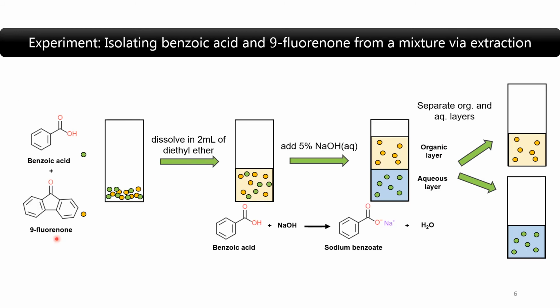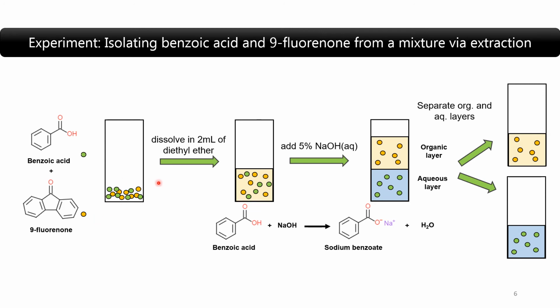Now let's look at how that general extraction procedure is used in today's experiment, where we are trying to extract 9-fluorenone and benzoic acid from each other when they are in a mixture. So in the beginning, we have this mixture of benzoic acid and 9-fluorenone. 9-fluorenone is colored yellow here, and benzoic acid is shown in green. Benzoic acid is actually white, but I'm using green, so it's more visual. But 9-fluorenone actually has a yellow color to it.